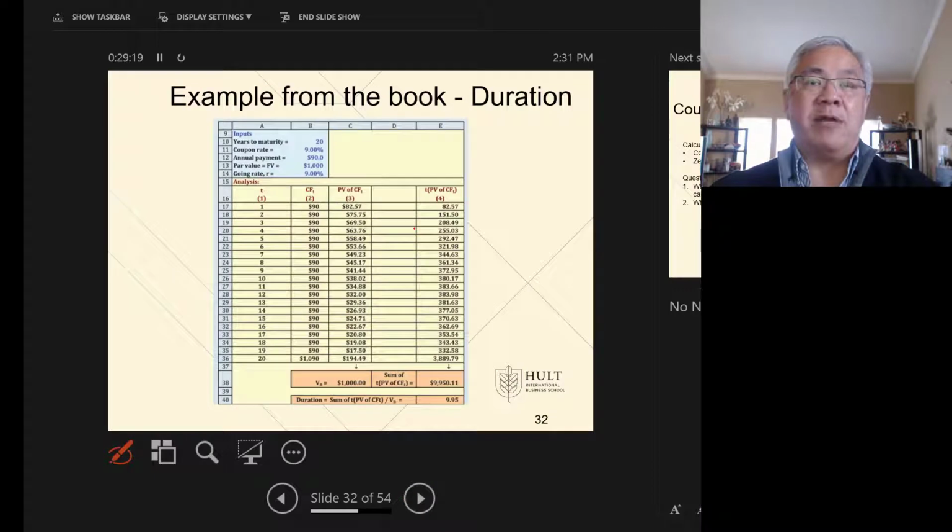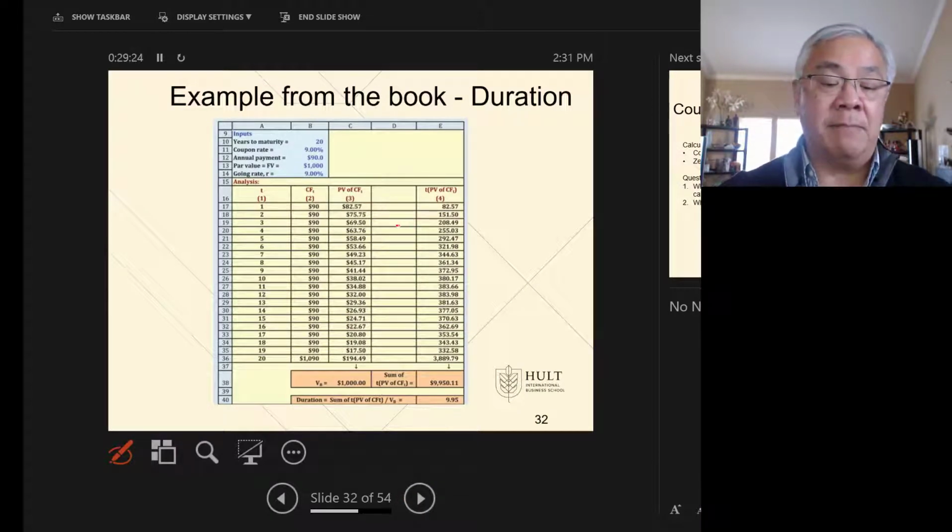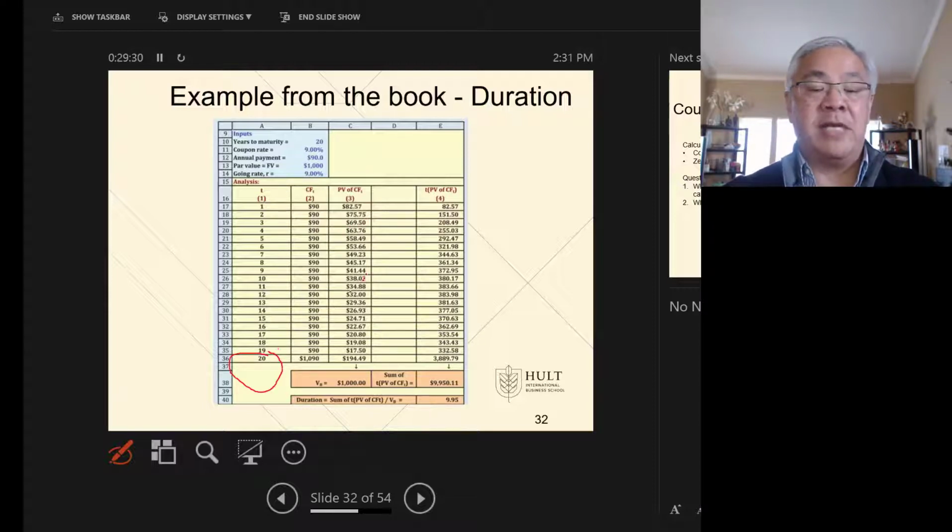If we take a more elaborate example, this one's from the book, it shows one that has a 20-year maturity schedule. So it's the same process. These are the identical payments here. And then this is the PV of the cash flows. And then this is the weighting of the PVs times the years. And then we end up with a duration of 9.95. And again, duration is stated in years.